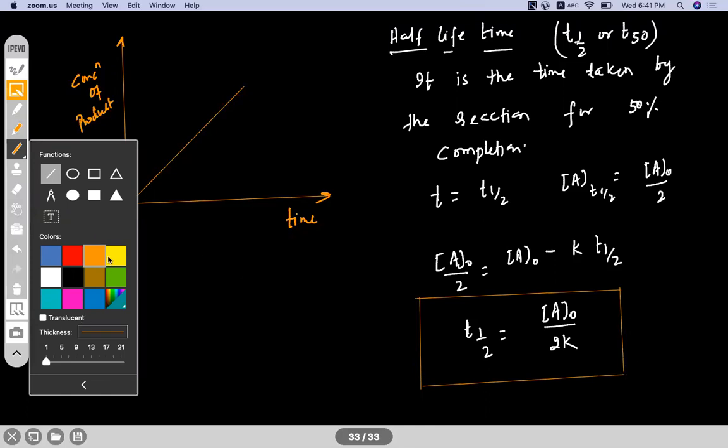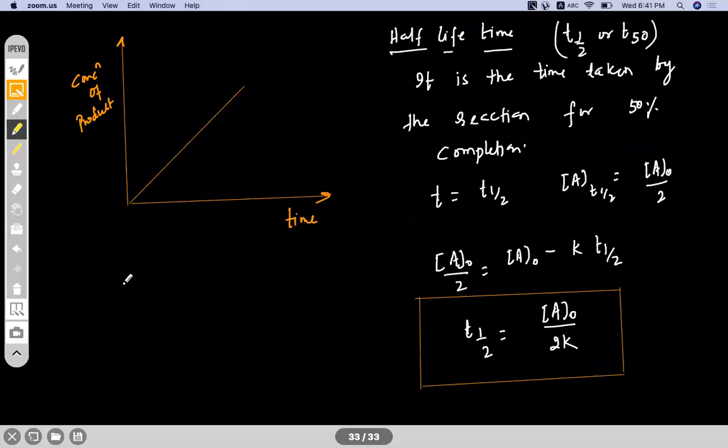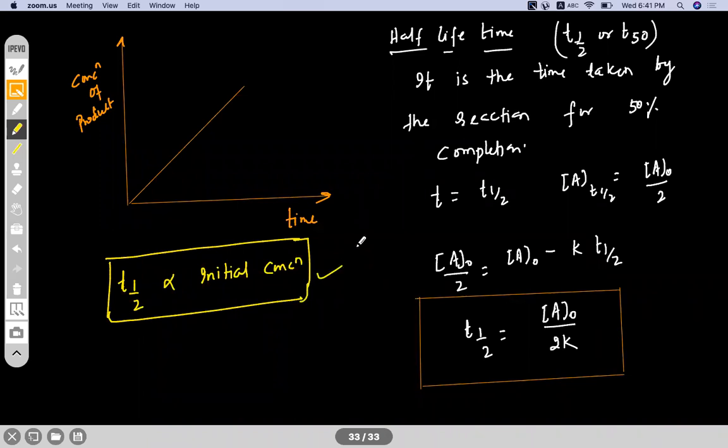So for first order, what we can conclude, for first order, the reaction lifetime, half-lifetime, is directly proportional to the initial concentration, which is logically correct also. More concentration if you have initially, it will take more time to finish half of the reaction, right? So this is the relation we have here.